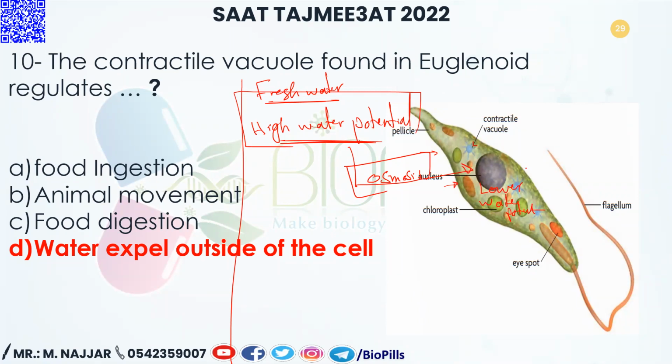This water can cause enlargement of the euglenoid, which is a unicellular organism, and then it will burst, explode, rupture. In order to avoid this, we have one or even more contractile vacuoles in order to take this water and expel it outside of the body at regular paces in order to maintain osmoregulation, and prevent the bursting of the living organism.